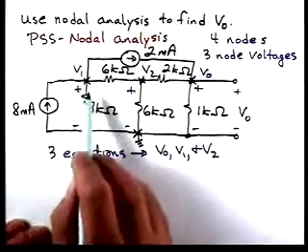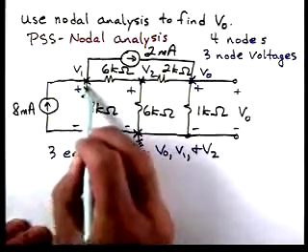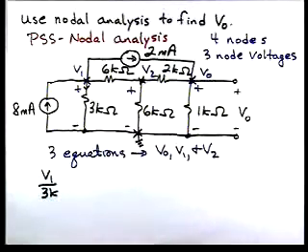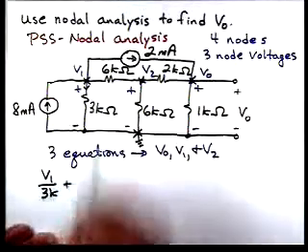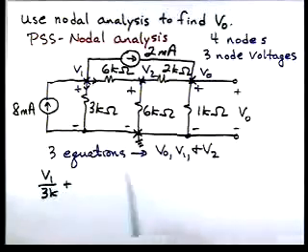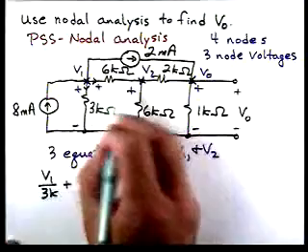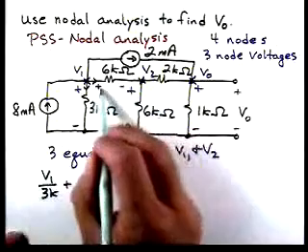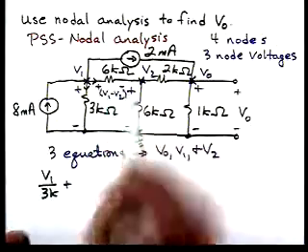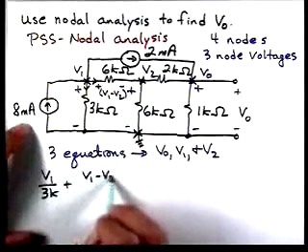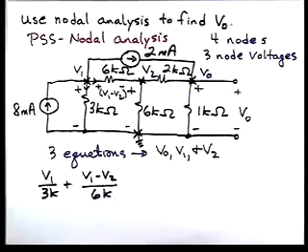Okay, so if I look at currents leaving, so for instance, the current leaving the node in that direction, V1 over 3K. Okay, the current leaving in that direction. And if you remember, we're going to use KVL to get the voltage across that resistor with that polarity because we want the current in that direction. And that'll be V1 minus V2. So we'll have V1 minus V2 over 6K.